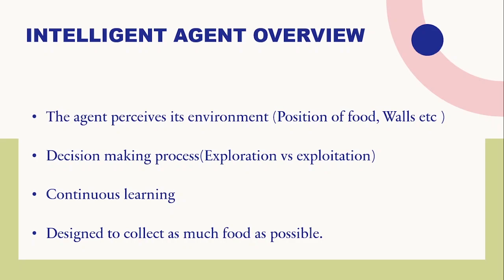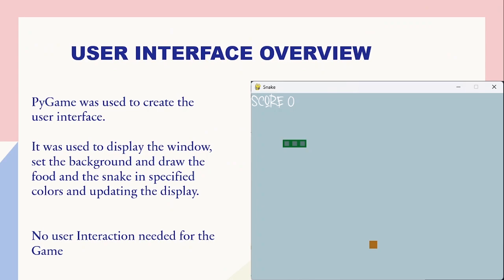So the agent continuously learns how to play the game and how to play the game efficiently. The agent was designed so that it could collect as much food as possible. So that is the main goal of the agent.